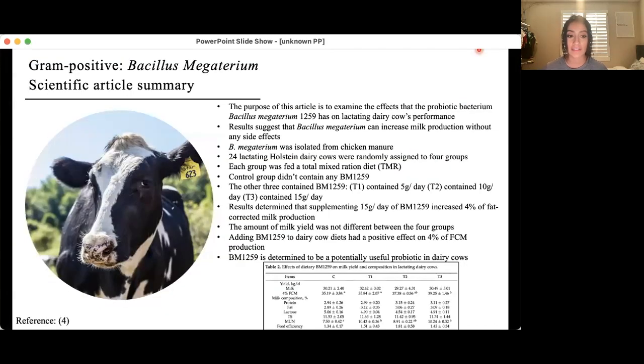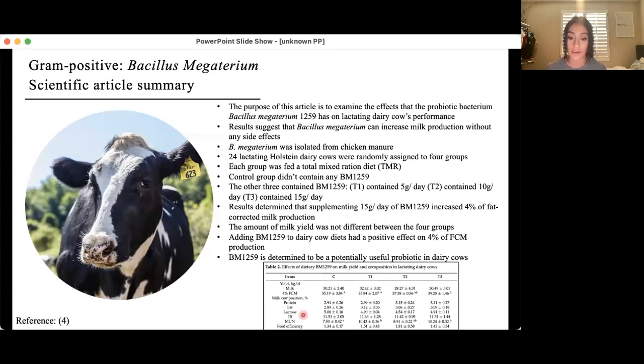For my scientific article, I did it on Bacillus megaterium strain 1259. It was used as a probiotic to examine the effects it had on lactating dairy cows' performance. So what they did is they got Bacillus megaterium 1259 and isolated it from chicken manure, kind of gross. They used 24 lactating Holstein dairy cows. They randomly assigned them to 4 groups, so 6 cows in each group. They did have 1 control group.